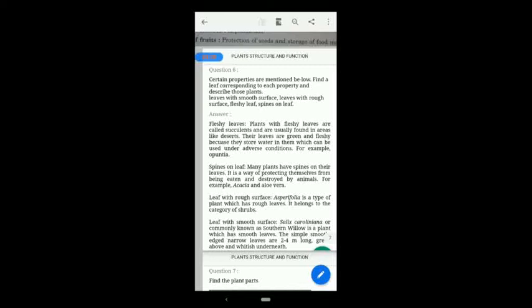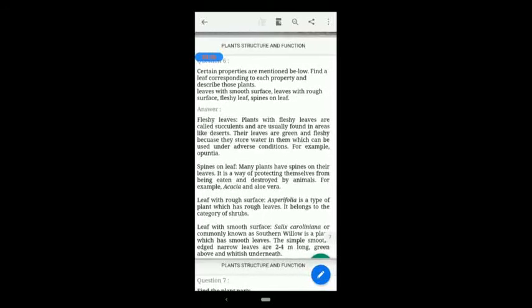First we have leaves with smooth surface, leaves with rough surface, fleshy leaf and spiny leaf. First is fleshy leaves, we will take. Now who are having the fleshy leaf? While learning we have seen the fleshy leaf is in the case of desert plants.